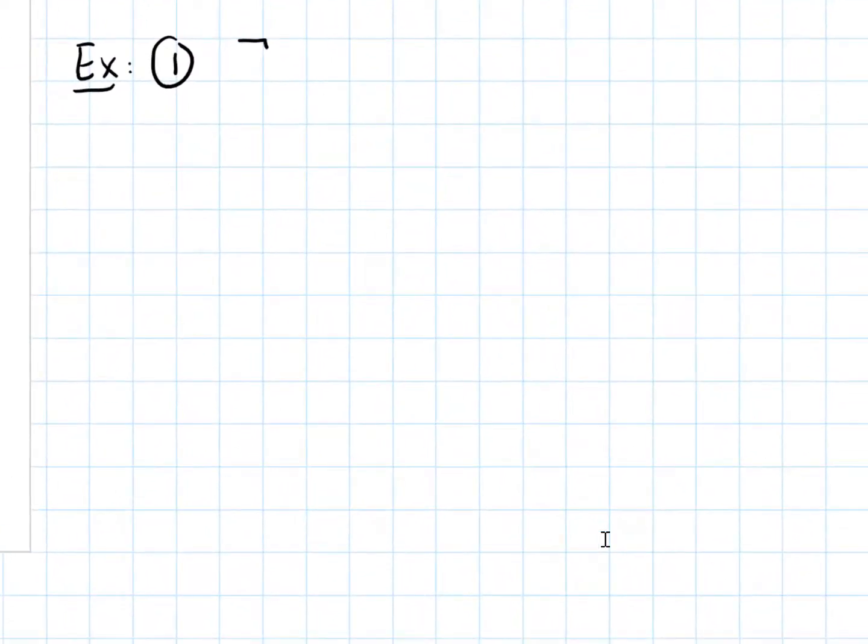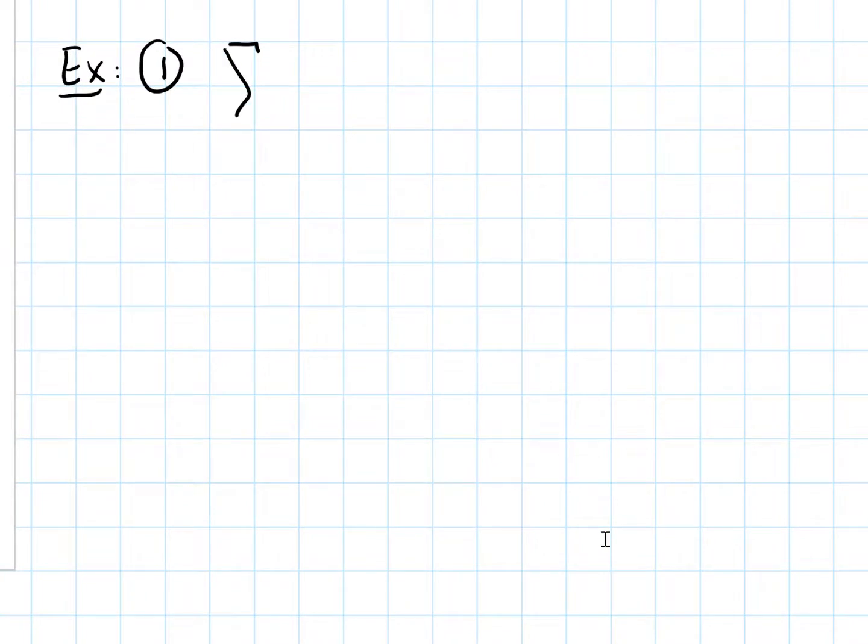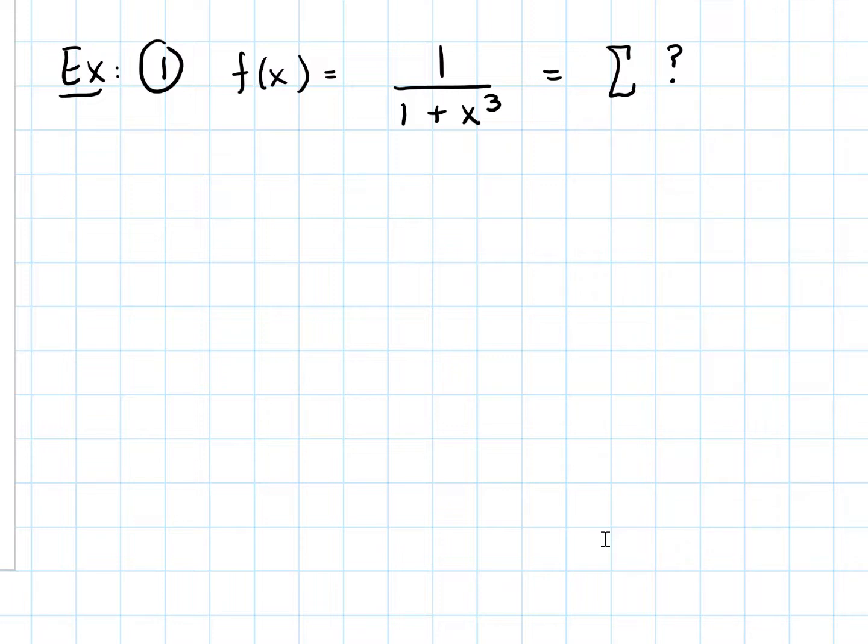Let's start with what we're looking for. We're trying to take f of x equals 1 over 1 plus x cubed and write that as a power series using what we already knew. I'll put a little question mark here, and its known convergence. So what are we going to do here?